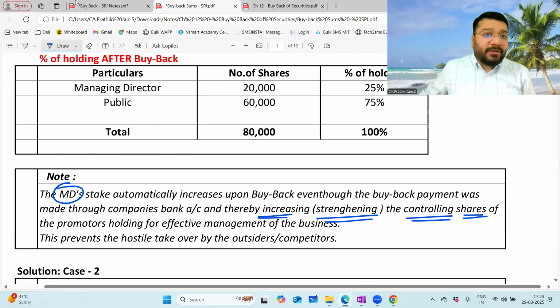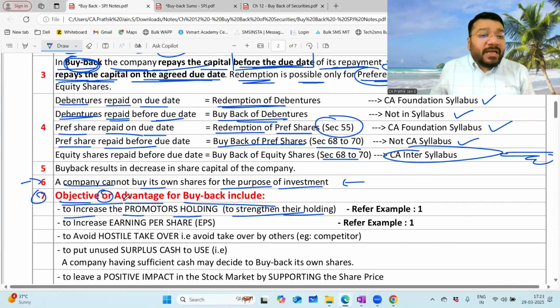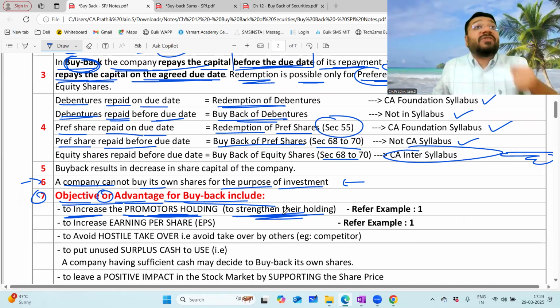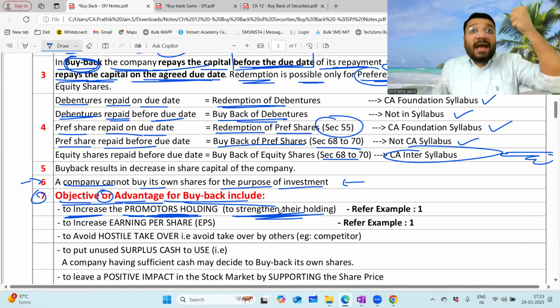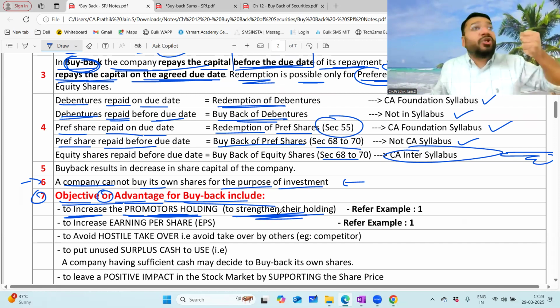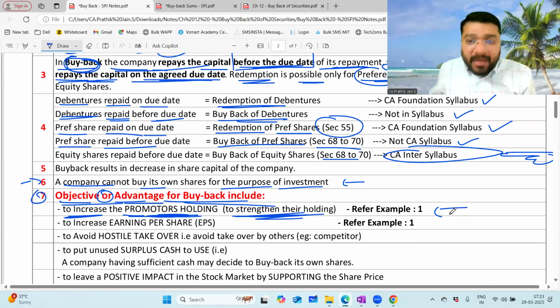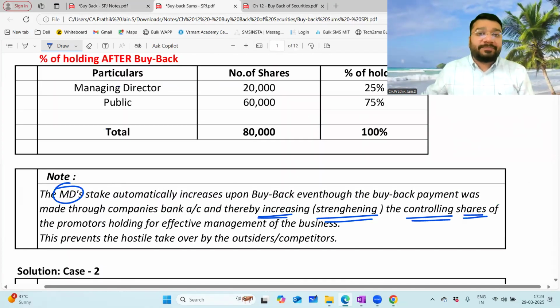So coming to the point here, the objective or the advantage of buyback is basically to increase the promoters' holding. When the promoters' holding increases because of the buyback, their shareholding strengthens. Their voting rights in the company increase. Thereby, they can have the maximum control of the company in decision making. That is the first and foremost purpose of buyback. Do you have any problems in this? Online people, do you have any problem in this?